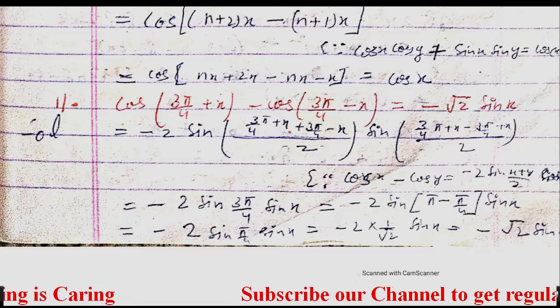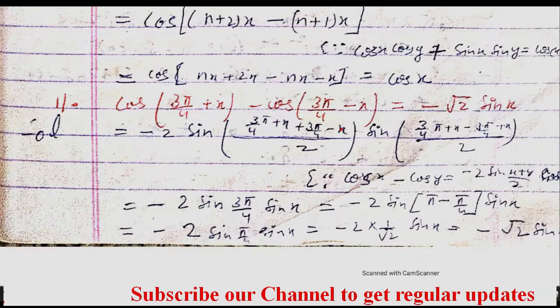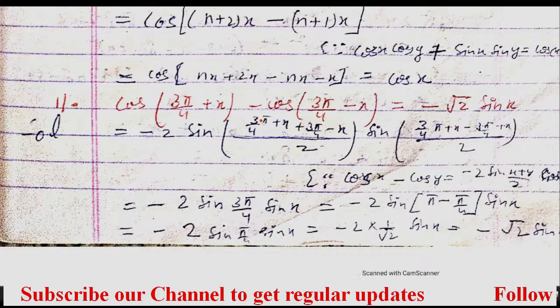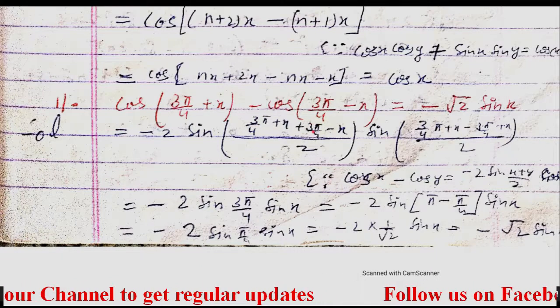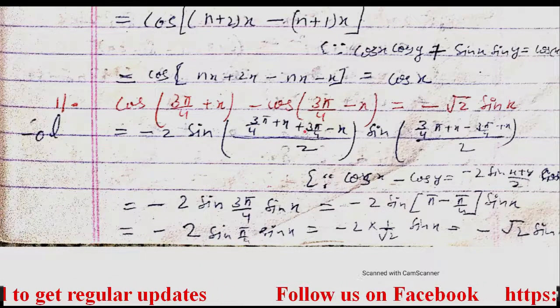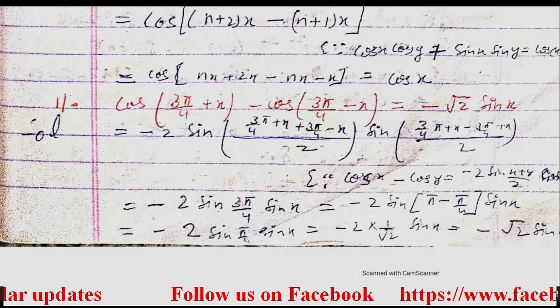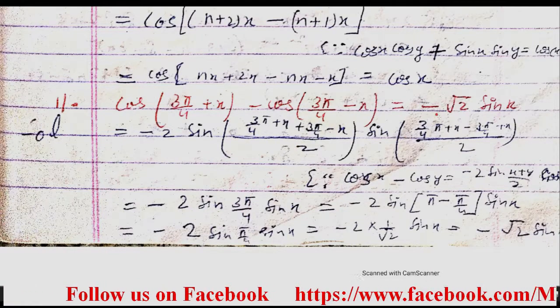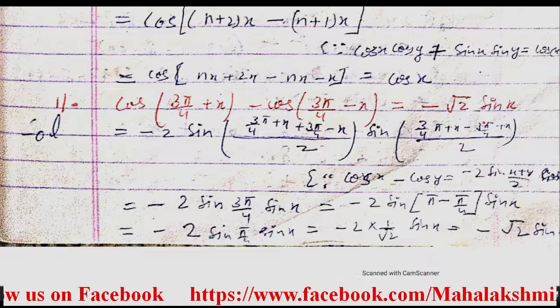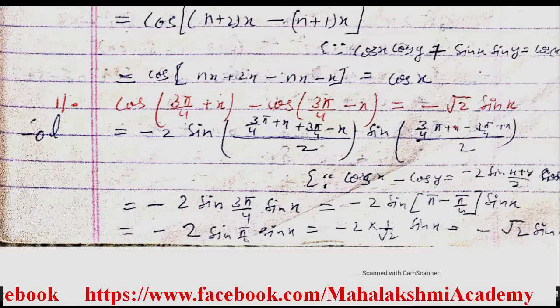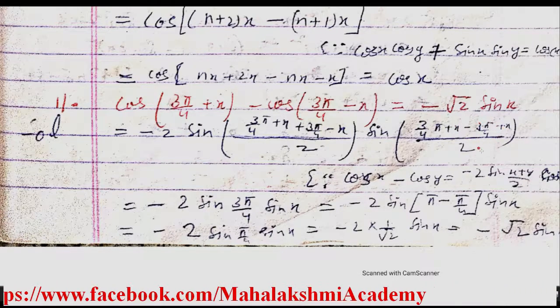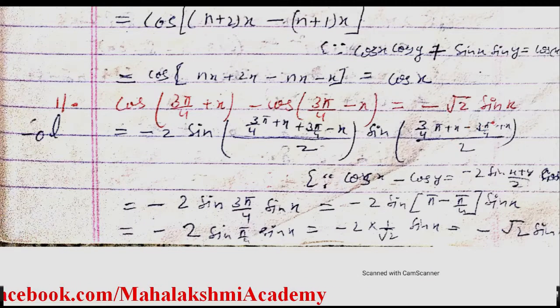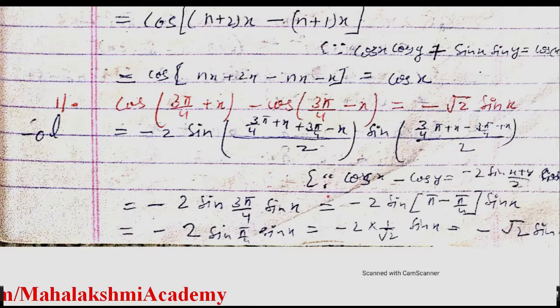Now we'll simplify. This x and this x will cancel, and here 3 pi upon 4 plus 3 pi upon 4, divided by 2, you will get only 3 pi upon 4. And now this 3 pi upon 4 and 3 pi upon 4 will cancel each other. X plus x is 2x, then divided by 2, so 2x divided by 2 is only x. So write here x.